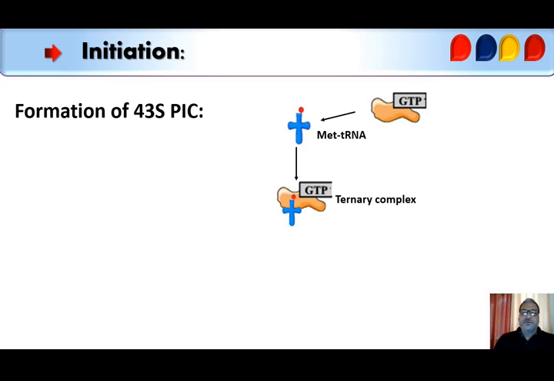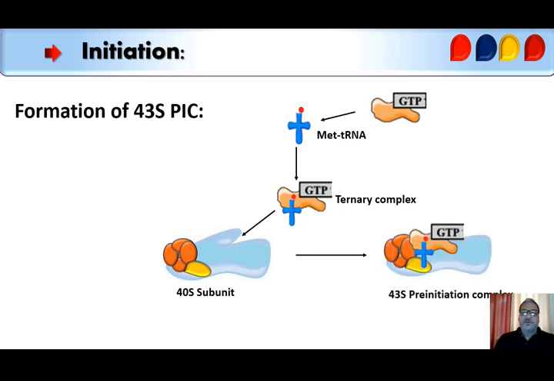So now we get this complex which consists of the transfer RNA carrying the methionine amino acid, initiation factor 2 and the GTP. Now this complex we call it as ternary complex. Now this ternary complex binds with the 40S subunit and results in formation of a 43S pre-initiation complex. So this is the second step.